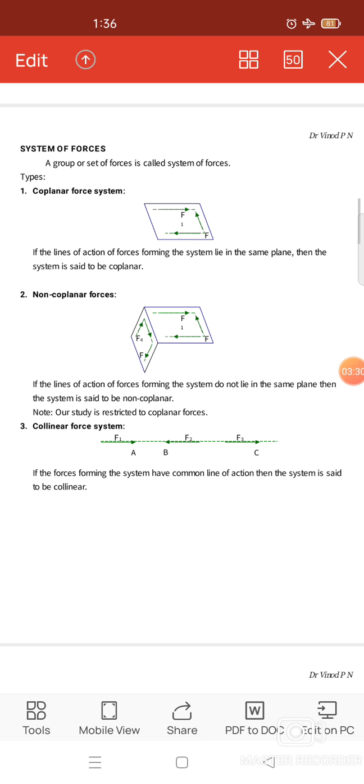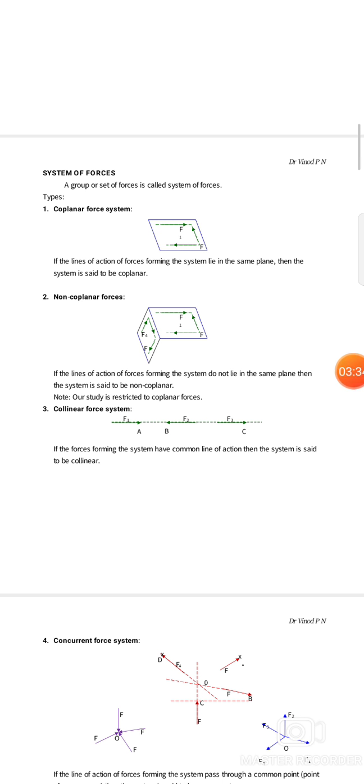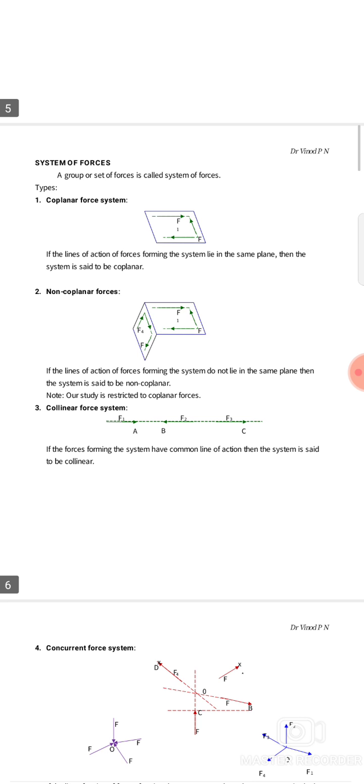Then move on to the system of forces. Next is about system of forces. A group or set of forces is called a system of forces. It is nothing but a group of forces which is acting; we'll say that is a system of forces. So we can say what all those groups belong to the system of forces.